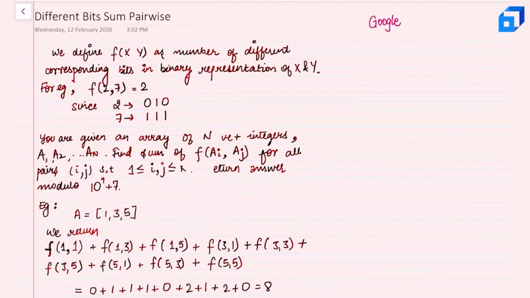Hi guys, in this video let's talk about a problem called different bits sum pairwise. This problem also goes by the name Hamming distance. It was asked in one of the Google interviews. So let's see what the problem says.